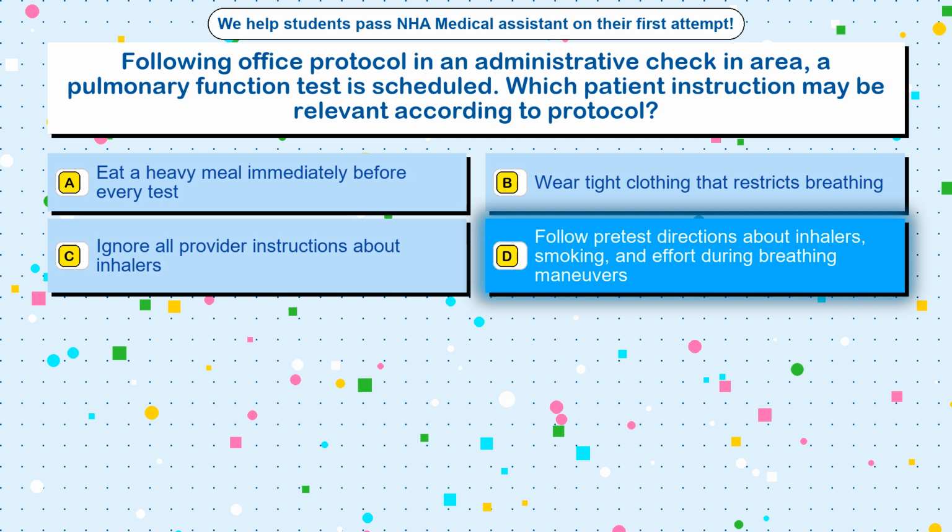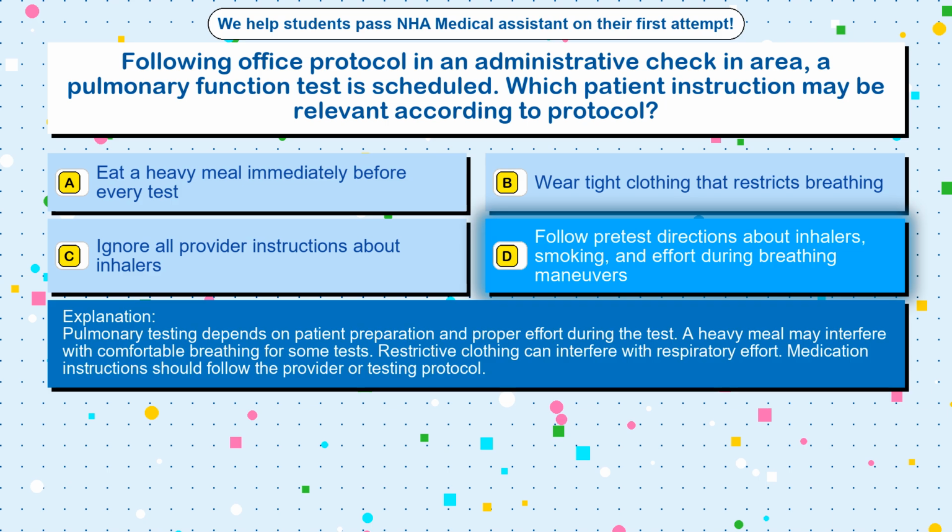Follow pre-test directions about inhalers, smoking, and effort during breathing maneuvers. Pulmonary testing depends on patient preparation and proper effort during the test. A heavy meal may interfere with comfortable breathing for some tests. Restrictive clothing can interfere with respiratory effort. Medication instructions should follow the provider or testing protocol.